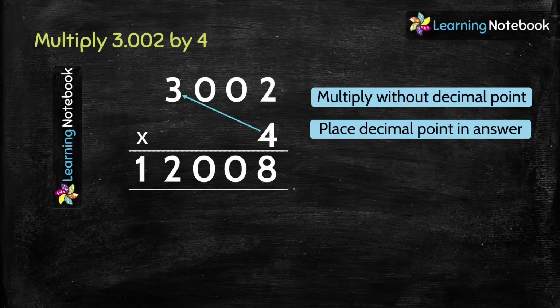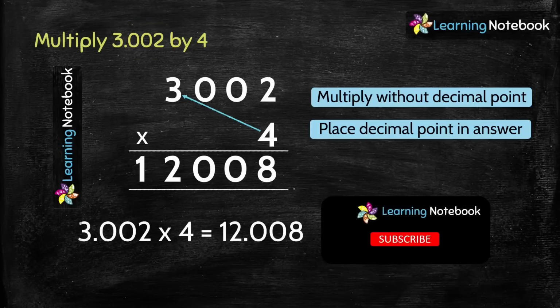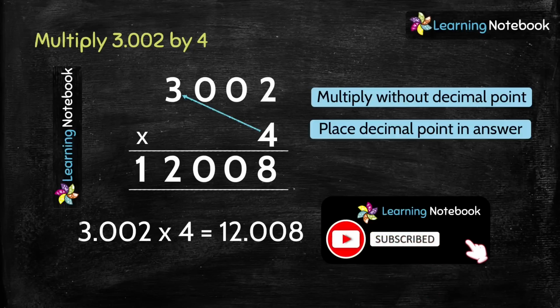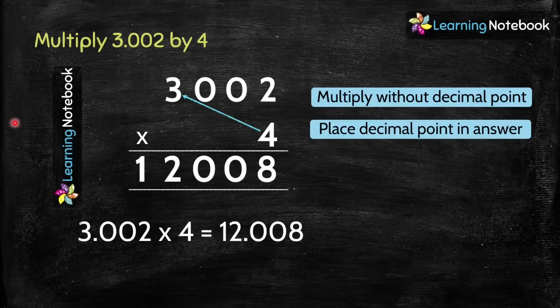Now we will place the decimal point in the answer. The given decimal number has 3 decimal places, so the product will also have 3 decimal places. Make sure that you count from the right. 1, 2, 3 and then put the decimal point. So we get the answer as 12.008.